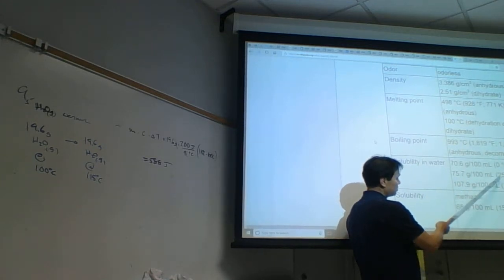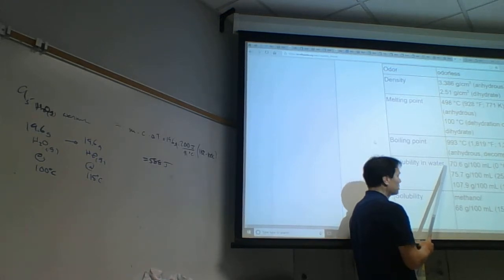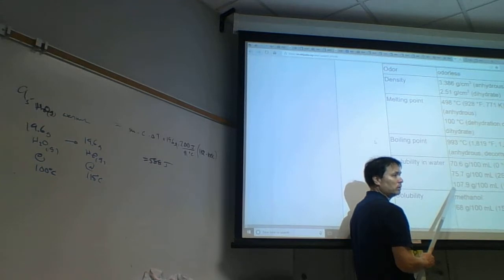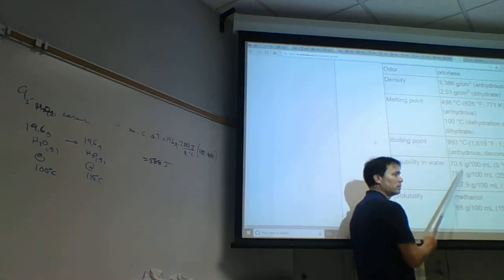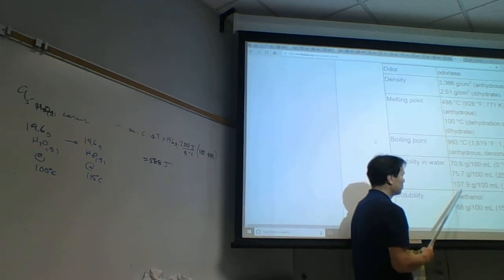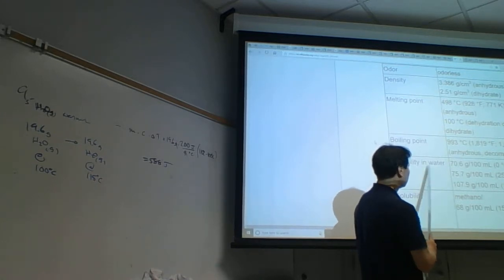If we increase the temperature to 25 degrees C, what happens to solubility? Does it stay the same? No, it actually goes up. At 100 degrees C, it becomes considerably more soluble. And so that makes sense. The higher the temperature, the more soluble, because there's more kinetic energy. And so it can break apart the crystal a little easier. So these are aqueous solutions here.